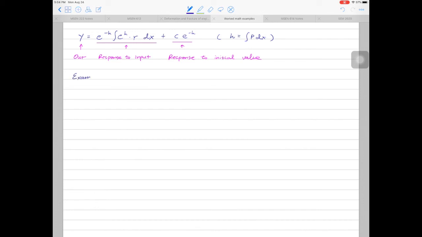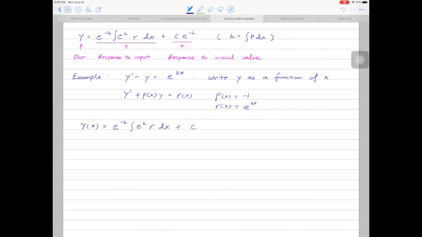Let's look at an example with some real numbers in it. We have this very simple format, y' - y is equal to e to the power of 2x. We want to write y as a function of x. We know the most general form for the first-order ODE is y' + p(x)y = r(x). In this example specifically, p(x) is equal to minus 1 and r(x) is equal to e to the power of 2x. And here is the solution for the generic first-order ODE, which we derived.